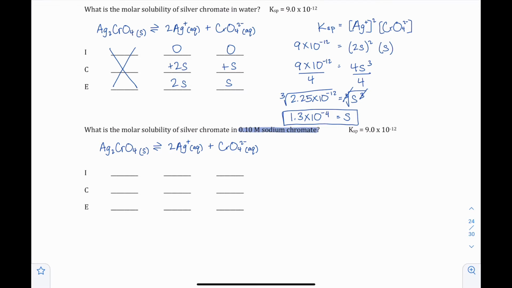Now let's calculate the molar solubility of silver chromate in a 0.1 molar solution of sodium chromate. Cross out the reactant because solids don't affect concentration. We'll start with 0 silver initially, but this time we're starting with an initial concentration of 0.1 molar chromate. The change follows the same stoichiometry, so the equilibrium concentrations are 2S and 0.1 plus S.